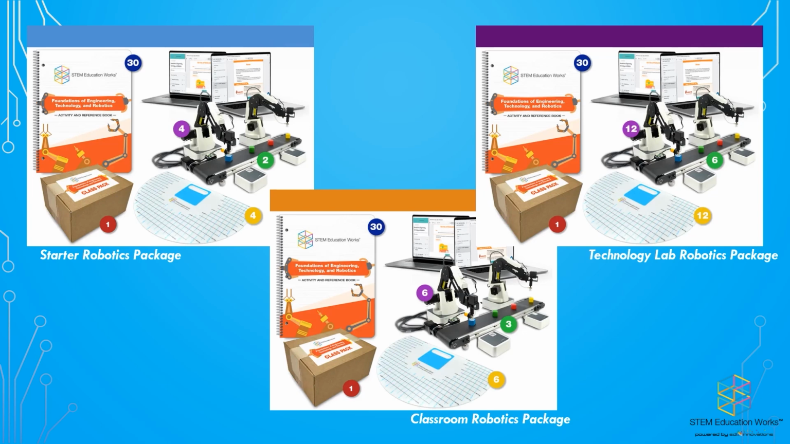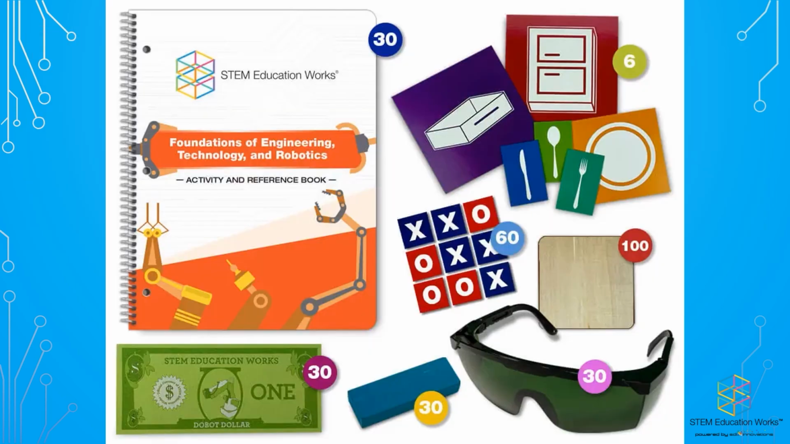So now that we talked a little bit about those different packages, going back to that class pack there, what comes in that box that says class pack is contents like this here. So we have activity and reference books. This is essentially a booklet full of worksheets and reference material for your students to go through while they're reviewing this curriculum. We also have some Dobot dollars down at the bottom there. Those are for a project where the students are going to be programming their Dobot to act like an ATM.